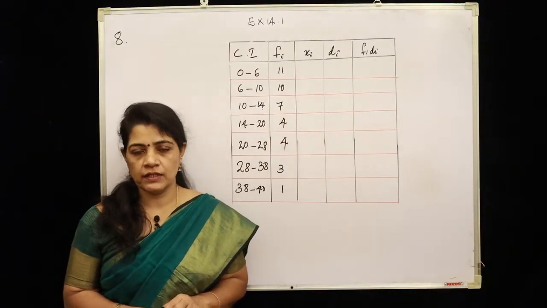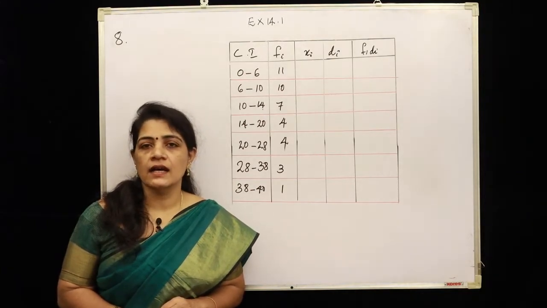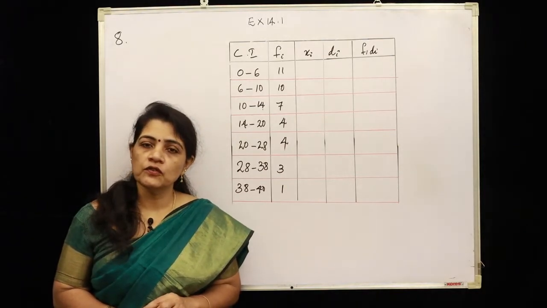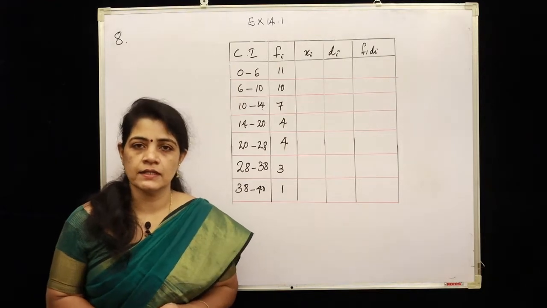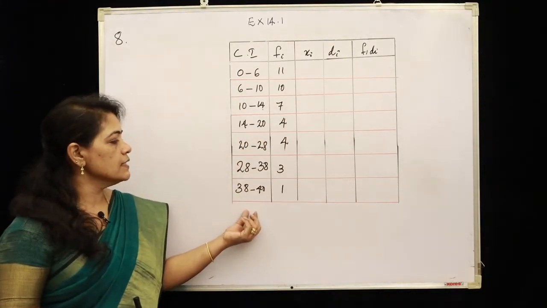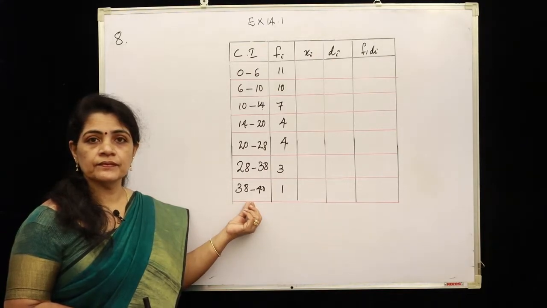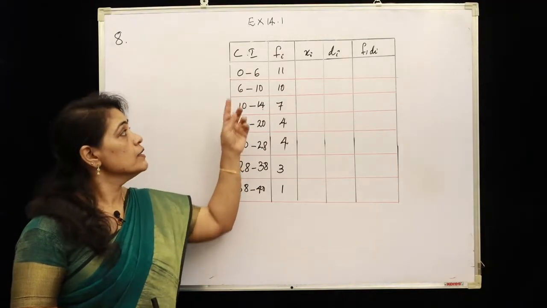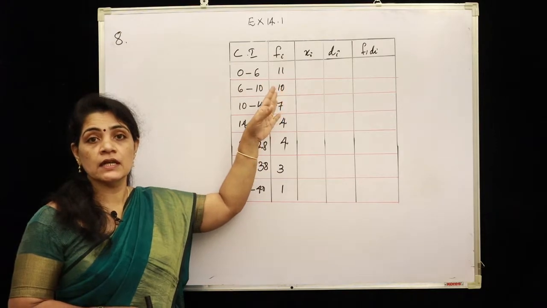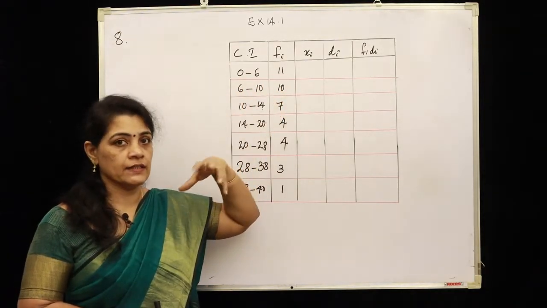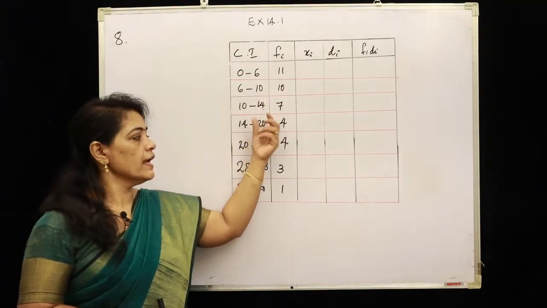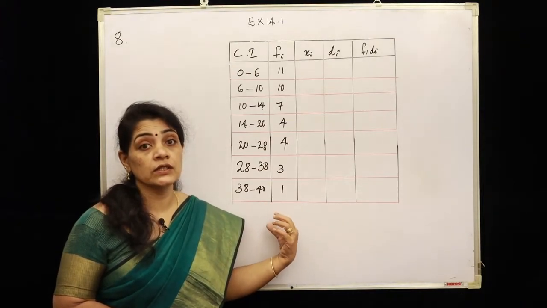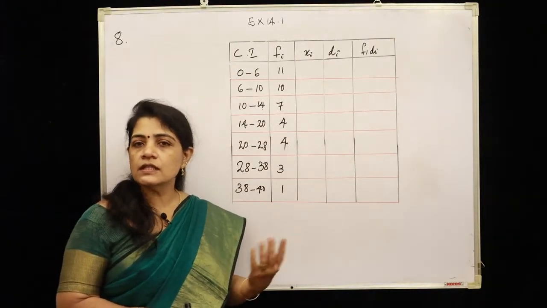Now we are moving to the 8th question. Here in this question, a class teacher has the absentee record of 40 students of a class for a whole term. We want to find out the mean number of days a student was absent. So this class interval indicates the number of days a student has taken leave in a particular term. Between 0 to 6, 11 students were absent. Sorry, 6 days. 6 to 10. Likewise, you can see up to 38 to 40 days. One student has taken between 38 to 40 days. So this is the meaning of the question.